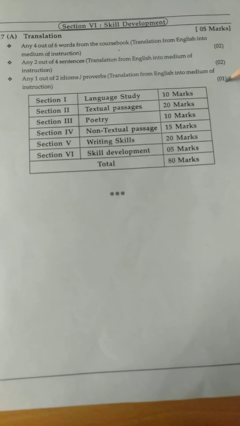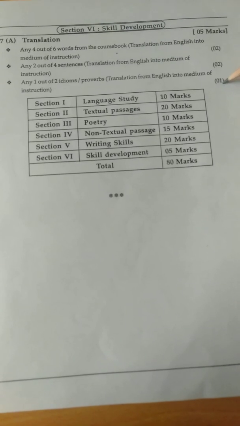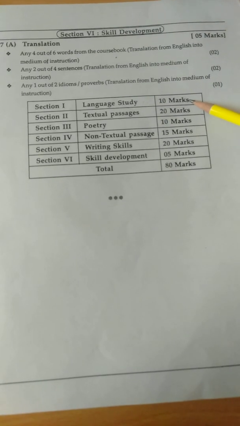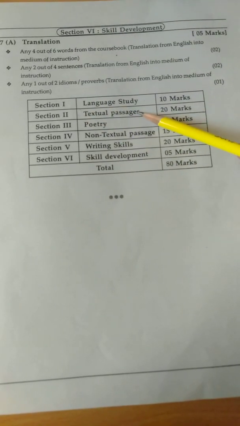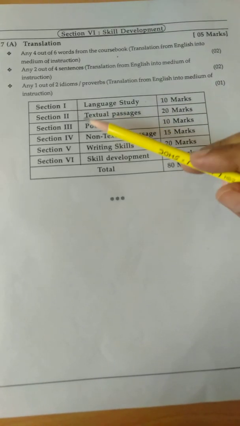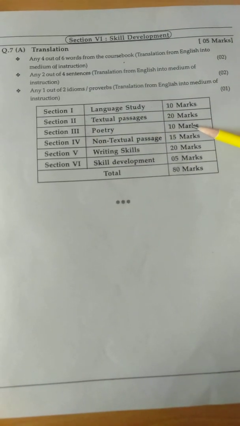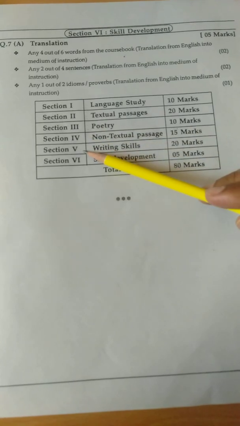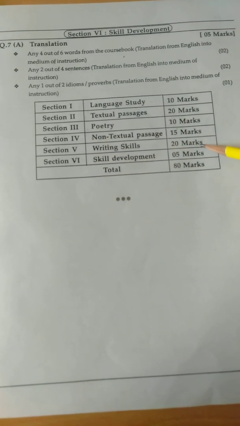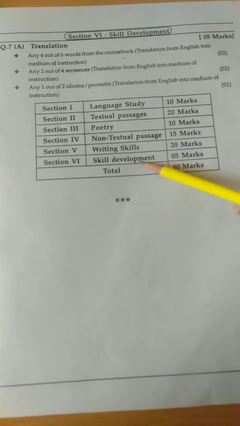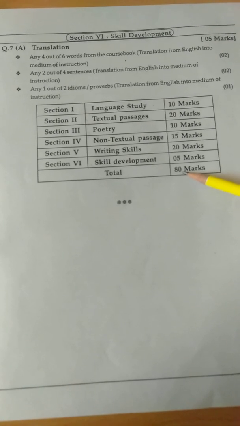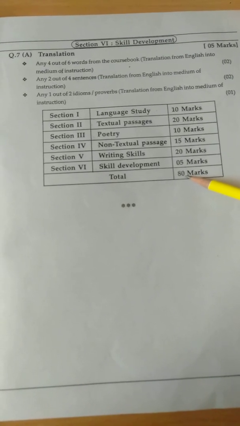Once again, revise this format of question paper section wise. Section number 1 is about language study. It is for 10 marks. Section 2, textual passage. It is for 20 marks. Section 3, poetry. It is for 10 marks. Section 4, non-textual passage. It is for 15 marks. Section 5, writing skills for 20 marks. Section 6, skill development, 5 marks. Total 80 marks. So you have to understand this format of question paper, and you have to study like this.